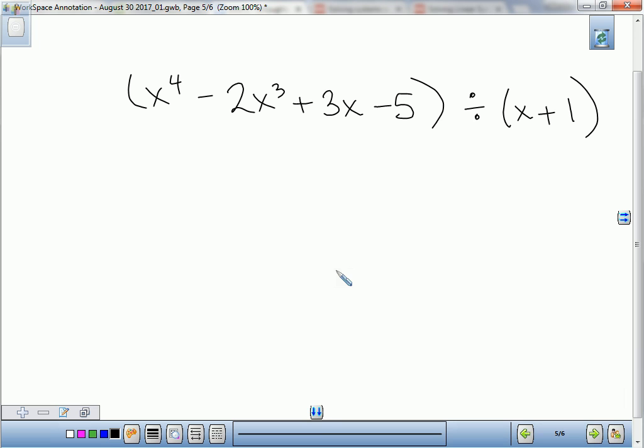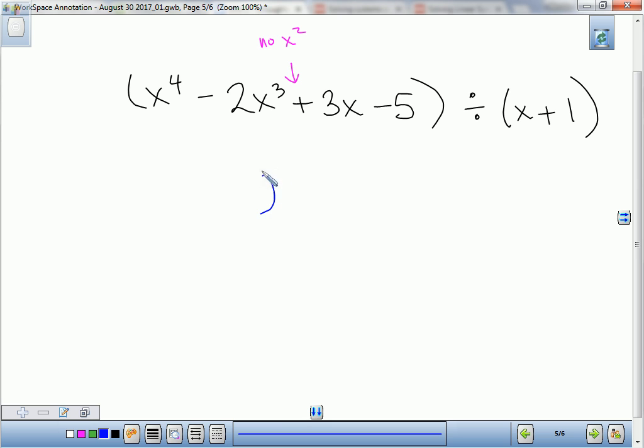There are certain things I want to warn you about. When we're doing long and synthetic division, when you notice it's missing a term, like right here, do you see there is no x squared? When we write down the problem, I want you to put a 0 there. We're not going to let that trick us.